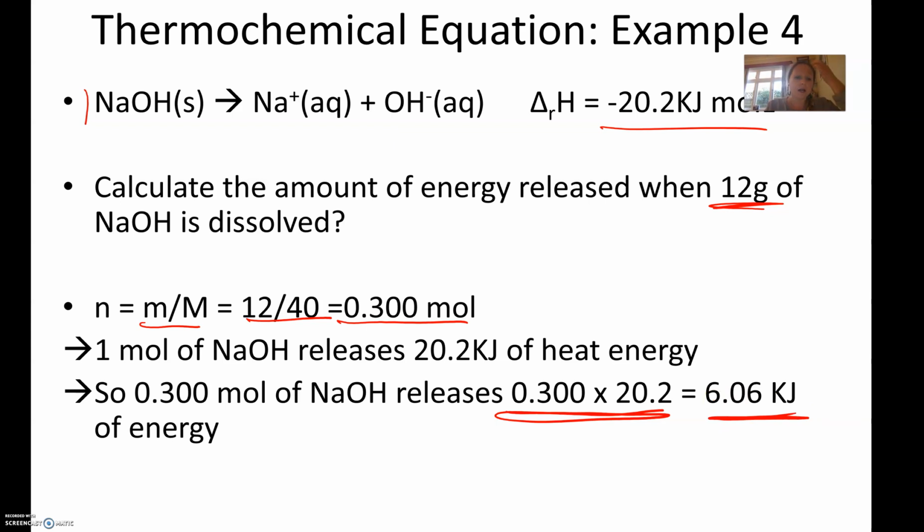Just be mindful, the question actually said calculate the amount of energy released. So we don't actually need to put the negative here because they've said energy released. If you did put the negative here, you wouldn't be marked down. It's a bit of a trivial thing for this part.